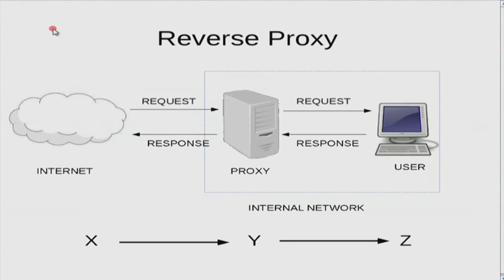Another one is the reverse proxy. In a reverse proxy, X makes a request to the proxy Y saying I want some service, without specifying the server. Y knows where the server is and forwards the request to it. The advantage of a reverse proxy is that X will not know about the internal network of the organization it is requesting from. When the request is processed, it is returned to the proxy, and the proxy returns the response to the client.